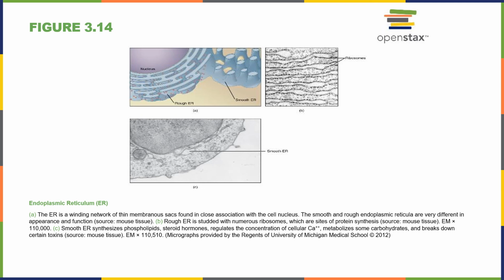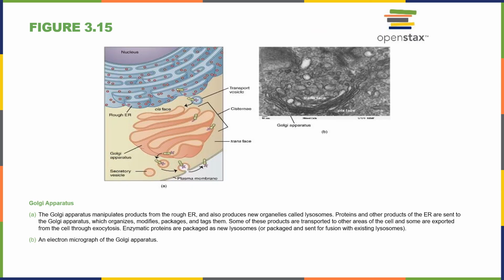All right. There is a nice view of the rough ER. Take a close look at this transmission EM. You can see the ribosomes. You can see the ribosomes on the rough ER, and that is just closely pressed to the membrane of the nucleus. Okay, and there's a little bit of smooth ER. There's our Golgi apparatus, and again, compare it with the transmission electron micrograph.